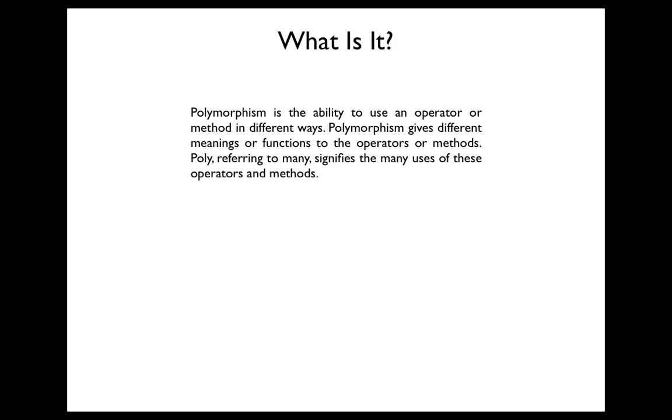To start off, I would like to give a simple definition. What is it? Polymorphism is the ability to use an operator or method in different ways. Polymorphism gives different meanings or functions to the operators or methods. Poly, referring to many, signifies the many uses of these operators and methods.